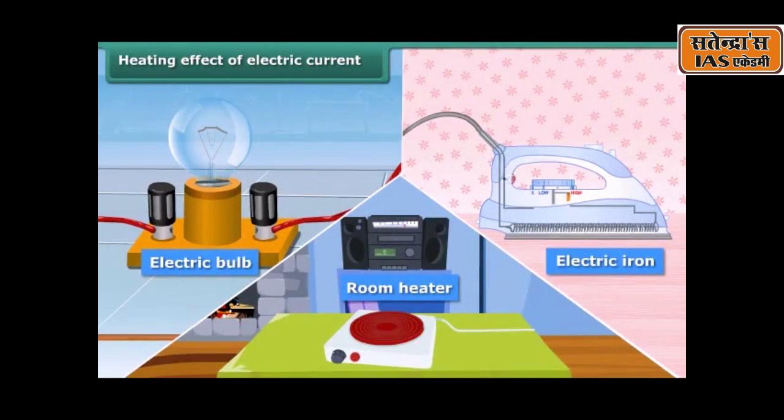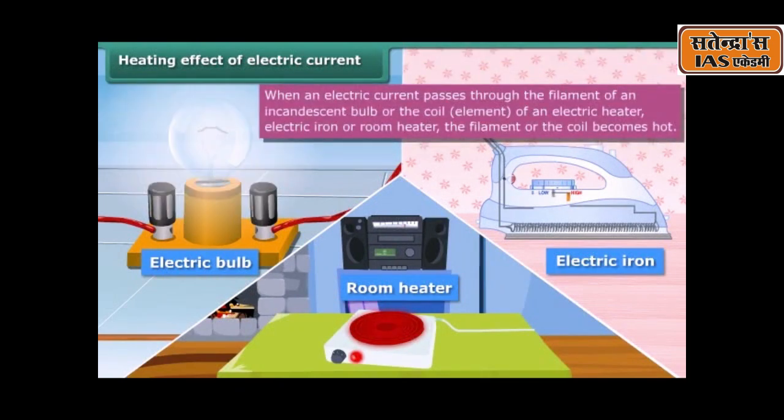Heating effect of electric current. Students, when an electric current is passed through a metallic wire like the filament of a bulb or coil of an electric heater, geyser, electric iron or room heater, the coil becomes hot and glowing. This is known as the heating effect of electric current. In this condition, they radiate heat and light.